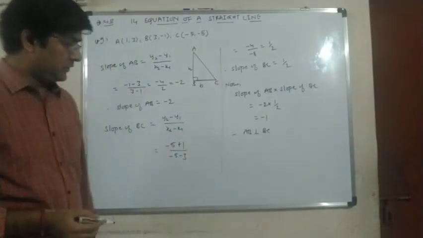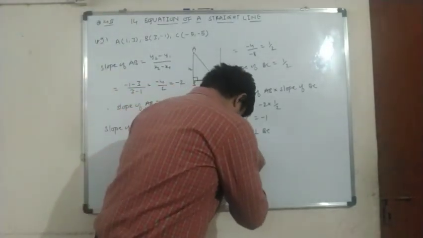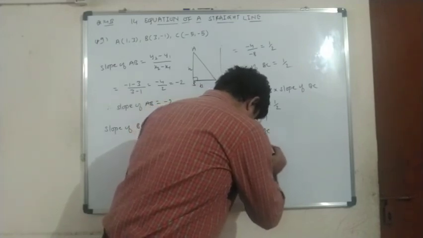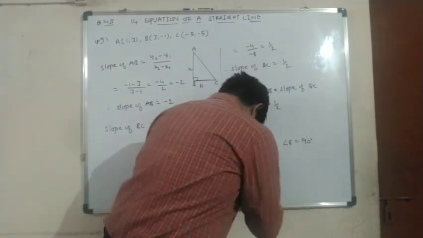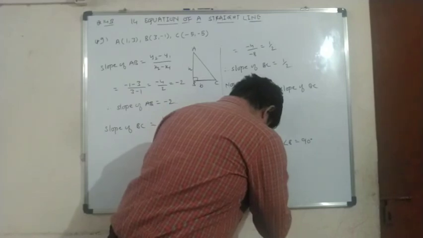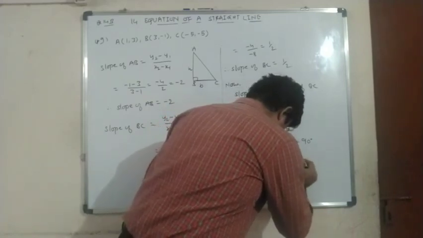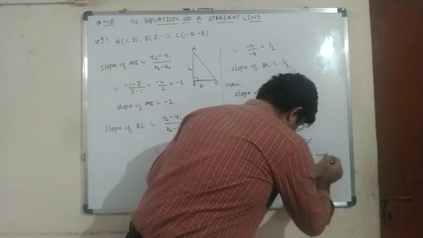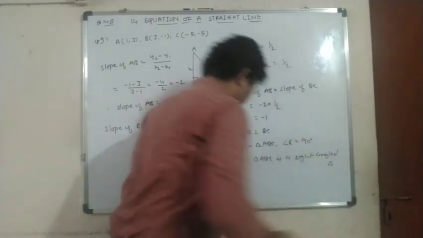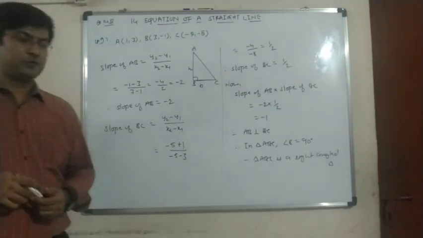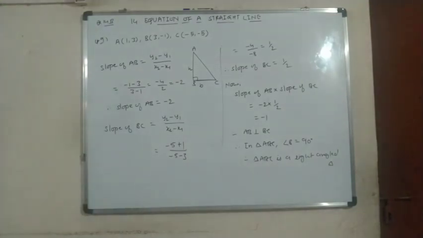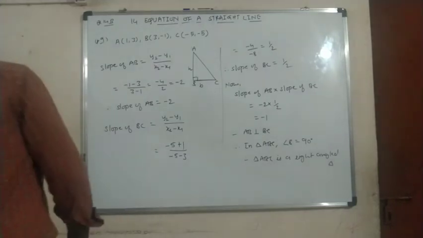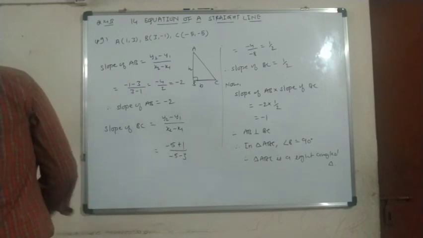Clear? So therefore we can write down, and therefore in triangle ABC angle B is 90 degree, and therefore triangle ABC is a right angled triangle. Clear? So with the help of slopes we will show that the given triangle is a right angled triangle. Now let us solve the next question. This is question number 9 we have completed. We will solve now question number 10.